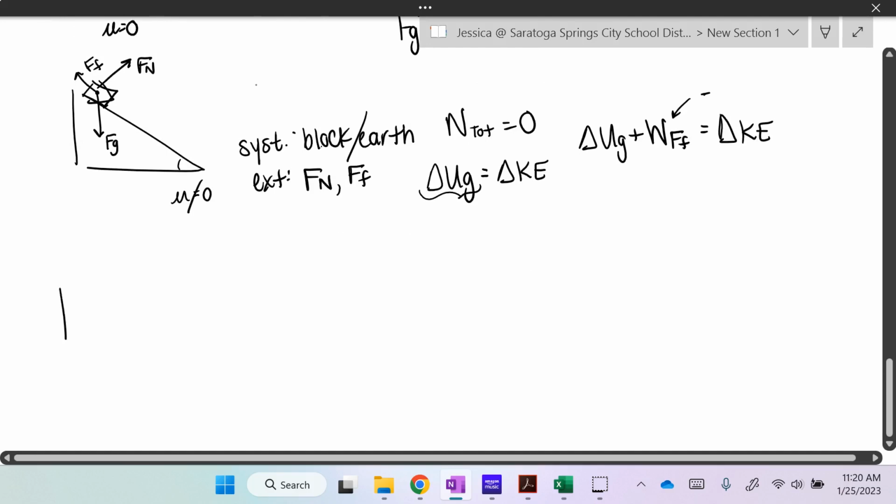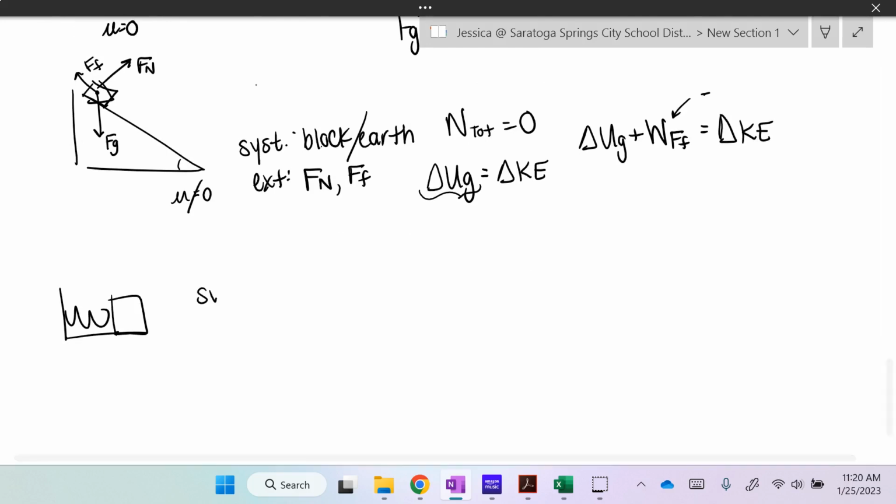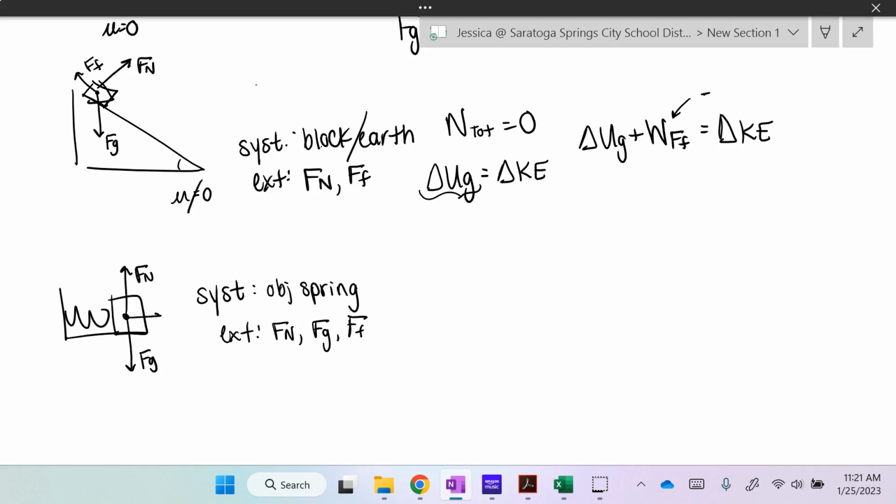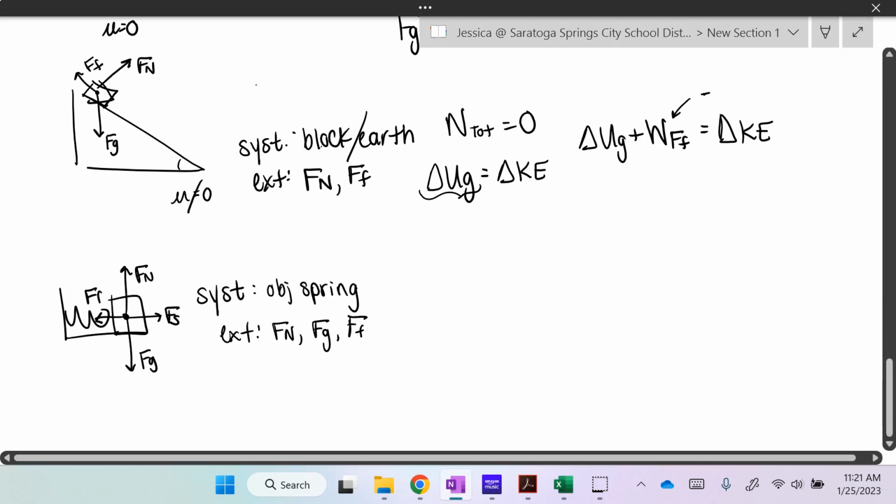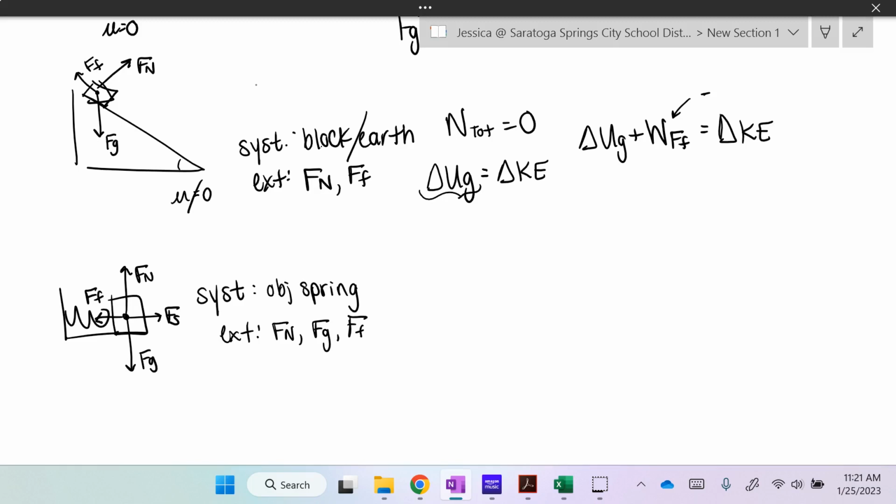Okay. If I have a block on a spring, and let's say my system is the object and the spring, my external forces here would be the normal force and the force of gravity, and if there's friction, friction. Since the spring is in my system, the spring force is internal, because it's the force between the spring and the block. So those are my only external forces, and the only force of those three capable of doing work would be friction. That would equal my change in energy, and depending upon where I was measuring, that could equal my change in spring potential or my change in kinetic energies.